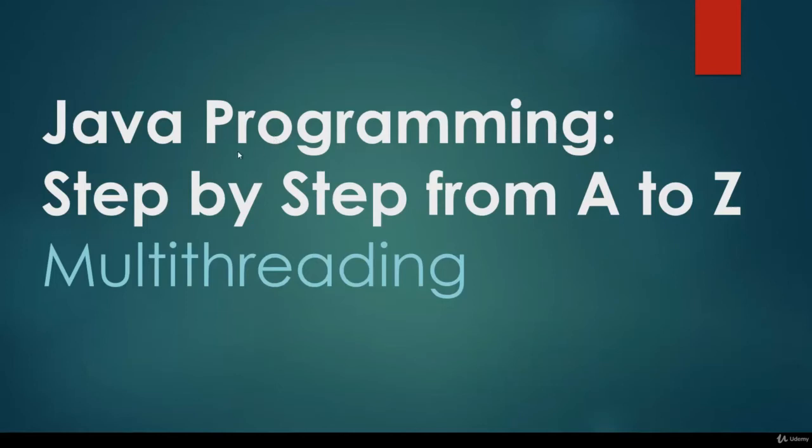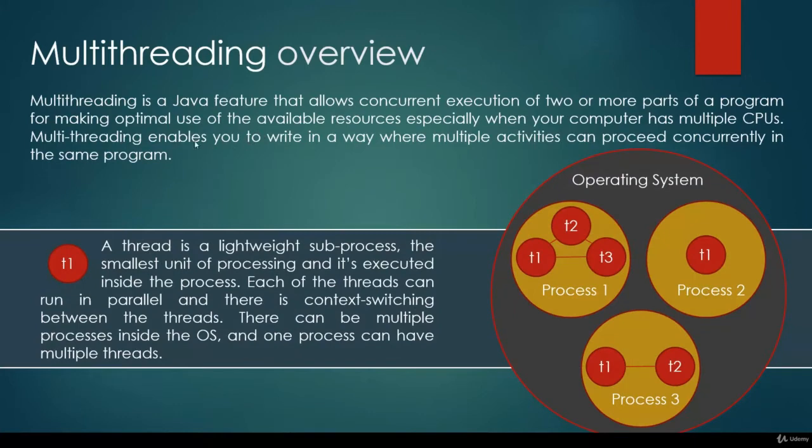In this chapter, we are going to talk about multithreading. So first of all, what is multithreading? Multithreading is a Java feature that allows concurrent execution of two or more parts of a program for making optimal use of the available resources, especially when your computer has multiple CPUs. Multithreading enables you to handle multiple activities concurrently in the same program.